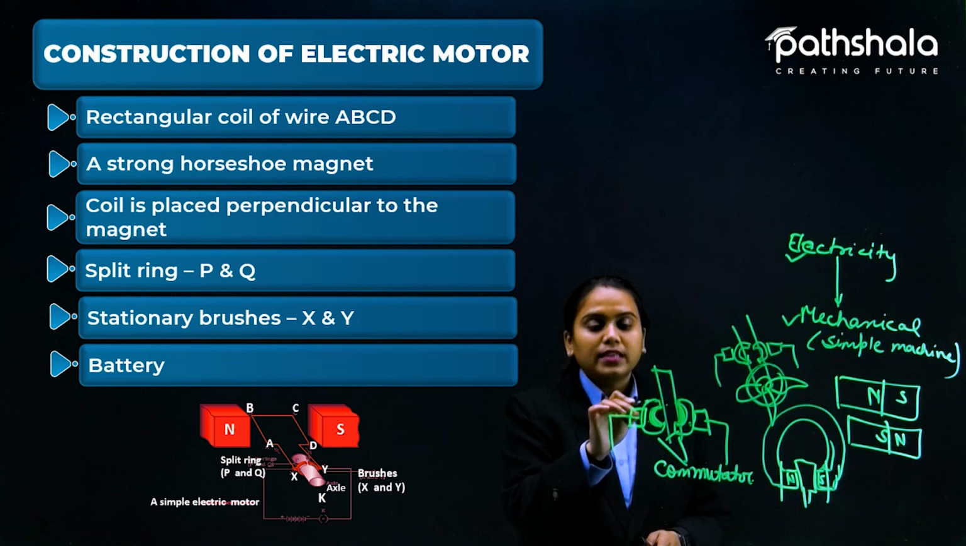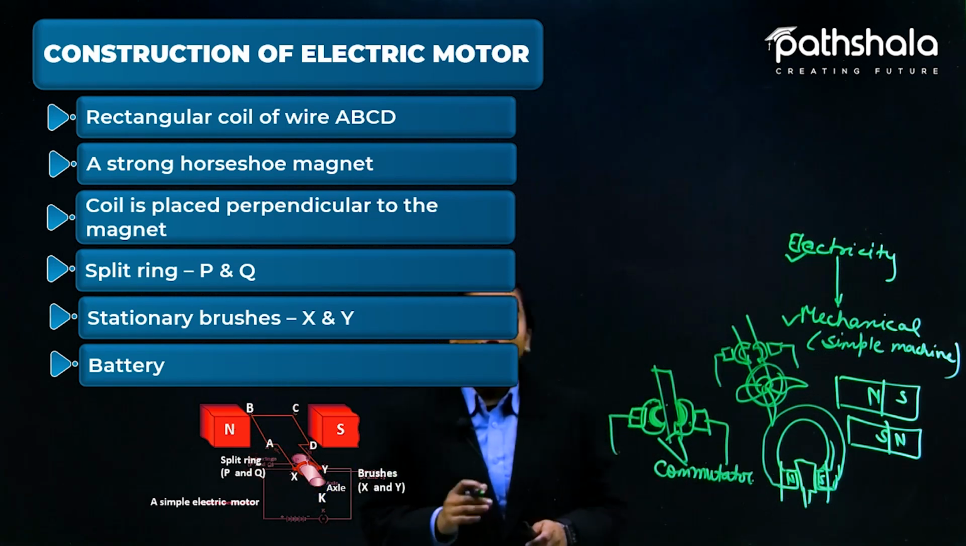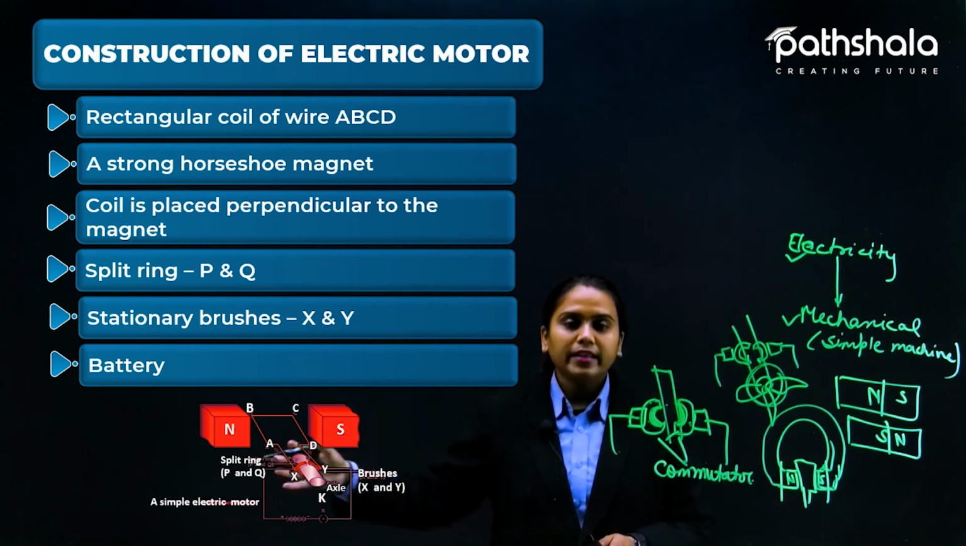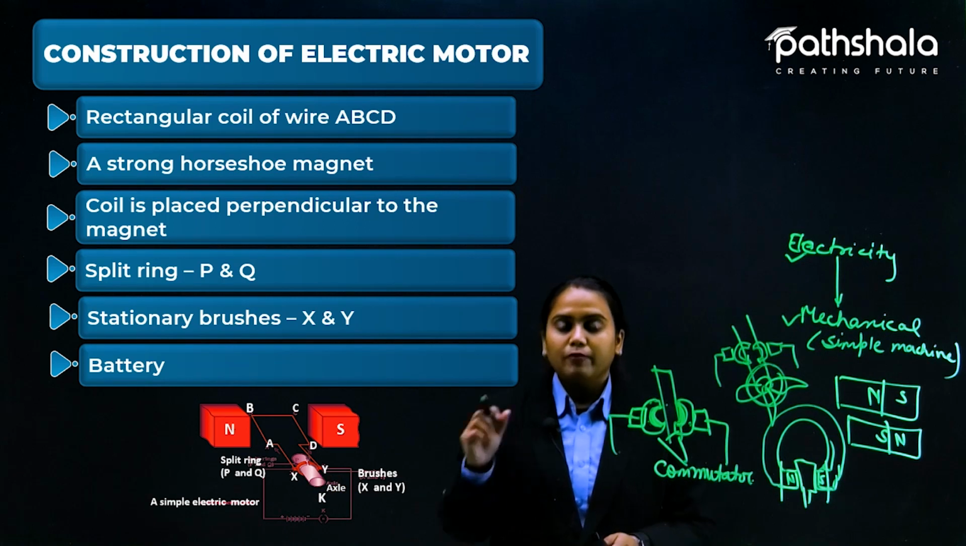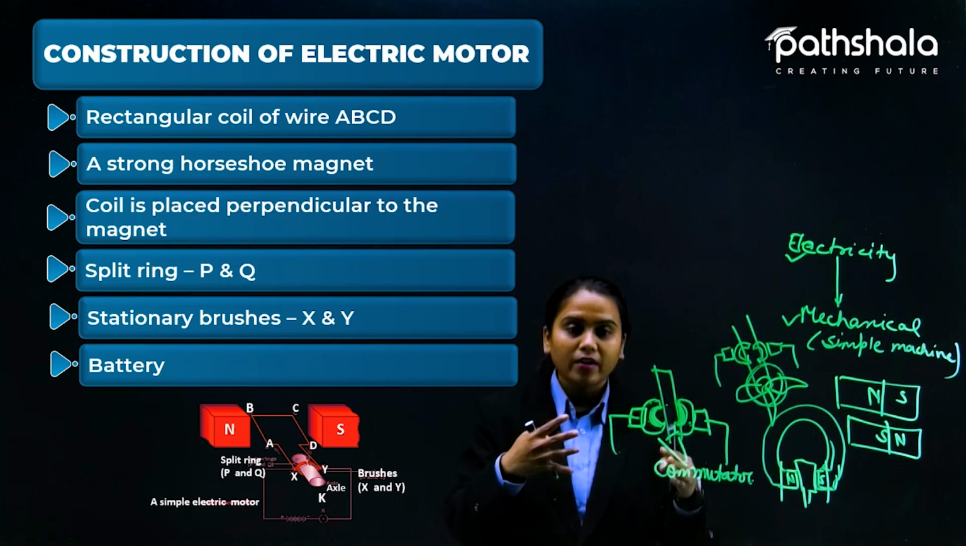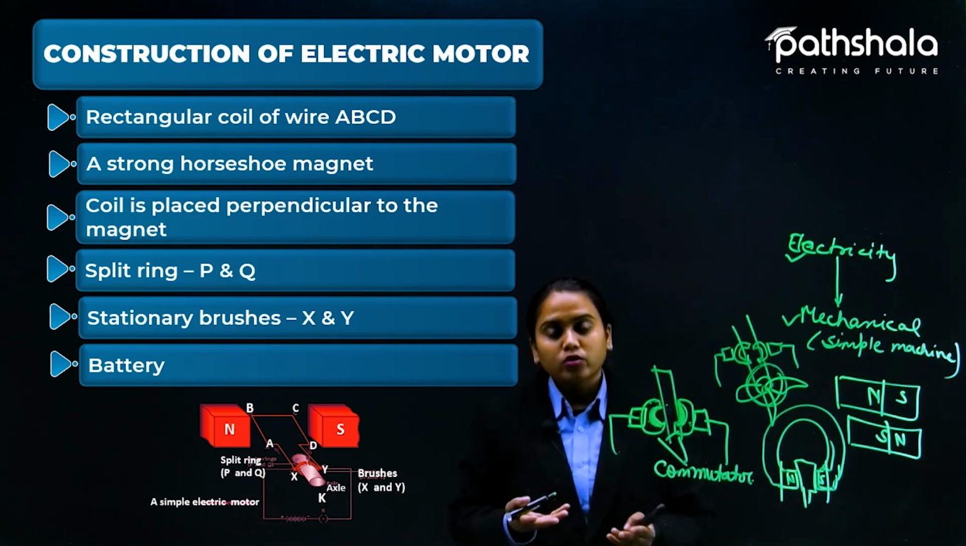Now this is also connected with the coil, so the coil is going to rotate. Accordingly, this axle is going to rotate with the help of this split ring. The split ring is connected with this rod right now. When this split ring rotates, this rod will also rotate.